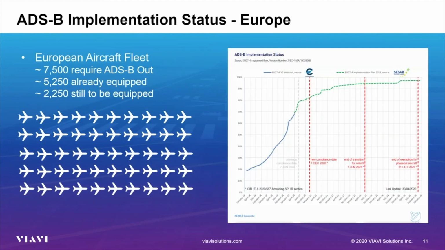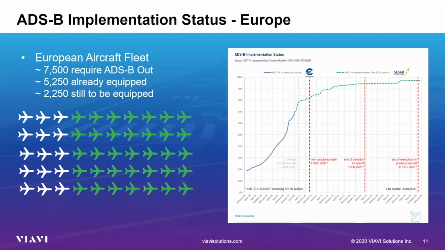So what does this all mean in terms of the aircraft within Europe? The number of aircraft that this affects within the European fleet is roughly 7,500. And the good news is that around 5,250 or 70% of them are already equipped. That does mean, however, that over 2,000 aircraft still need to be equipped with ADS-B. Out of those still to be equipped, it's estimated that around 10% of them will fail the initial testing after the equipment is installed. So efficient testing is an absolute must if you want to ensure your ADS-B installations are safe and secure.